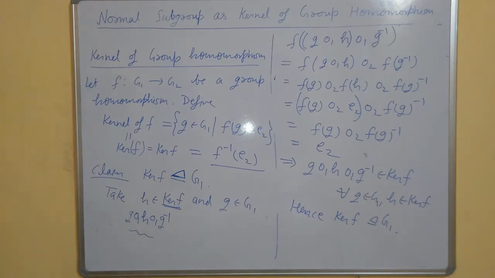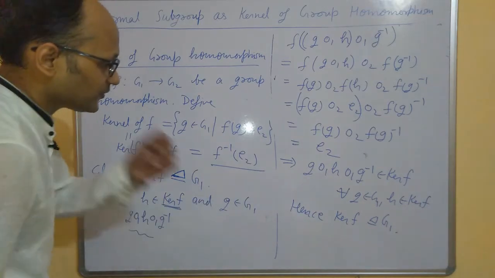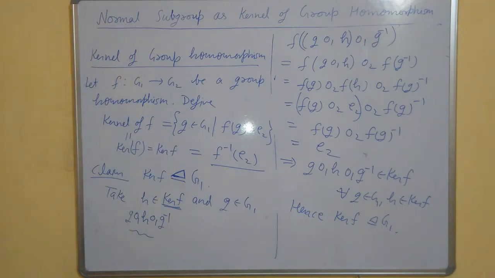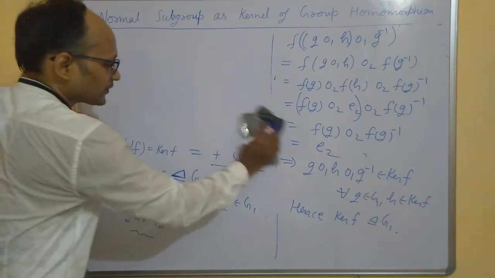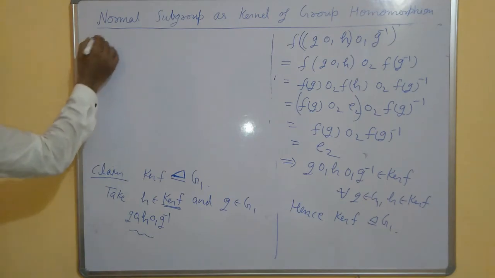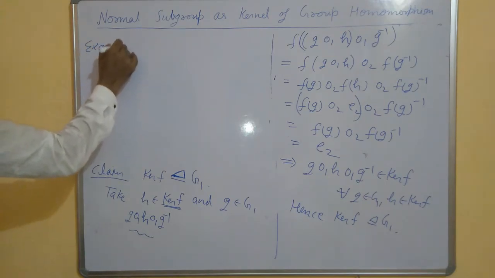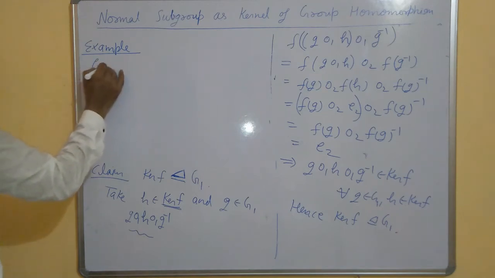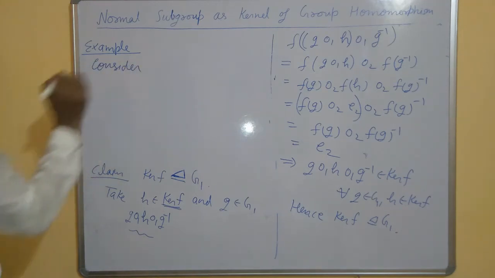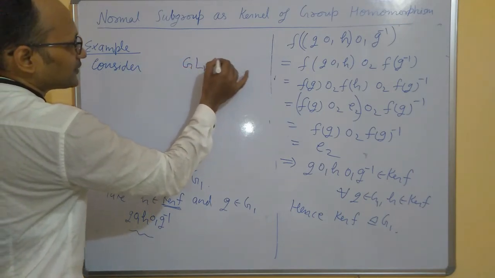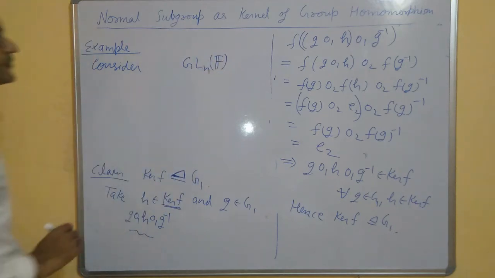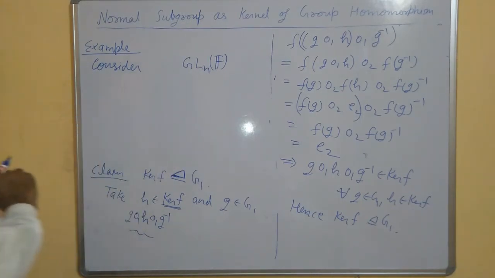Let me do one example for it. Consider a group to be GL_n(F). You can take it over any field, or if you don't know what we mean by field, then you can use in place of F the set of real numbers or the set of complex numbers.